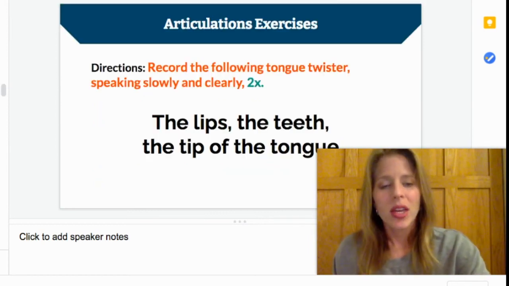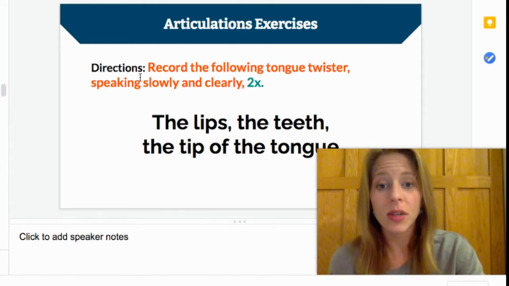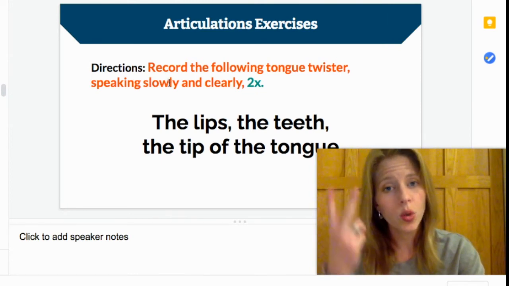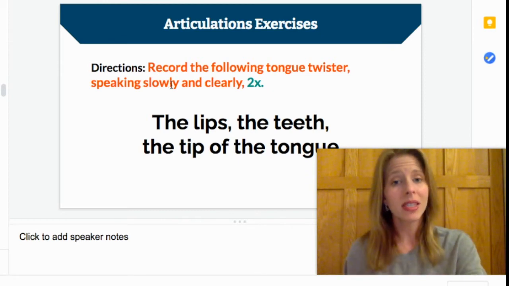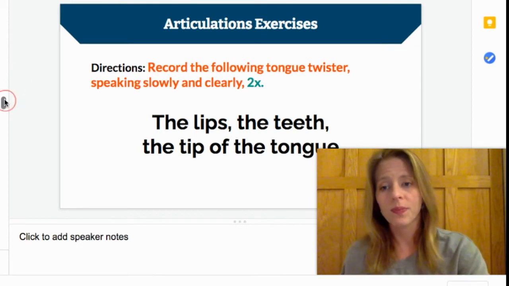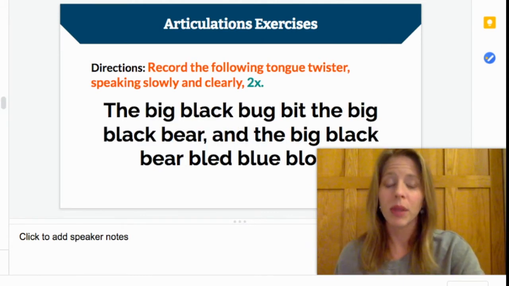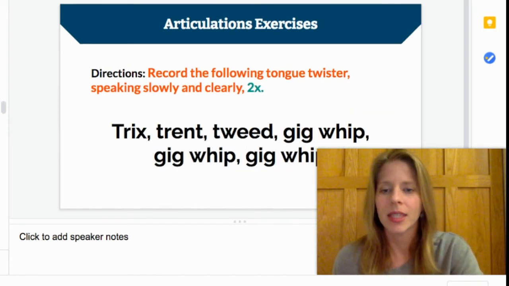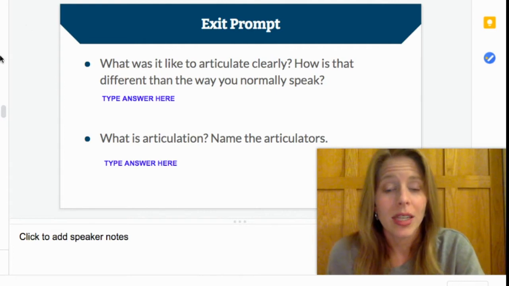You're going to be doing the following tongue twisters. The lips, the teeth, the tip of the tongue. As you see in the directions, it says to record the following tongue twister, speaking slowly and carefully, 2 times. So I would say, the lips, the teeth, the tip of the tongue, the lips, the teeth, the tip of the tongue. Then I would pause my Flipgrid and go to the next one. We have 4 more: the big black bug, he thrust his fists, and a box of biscuits, followed by Trix trench tweed, etc. Then you have 2 questions as your exit prompt.